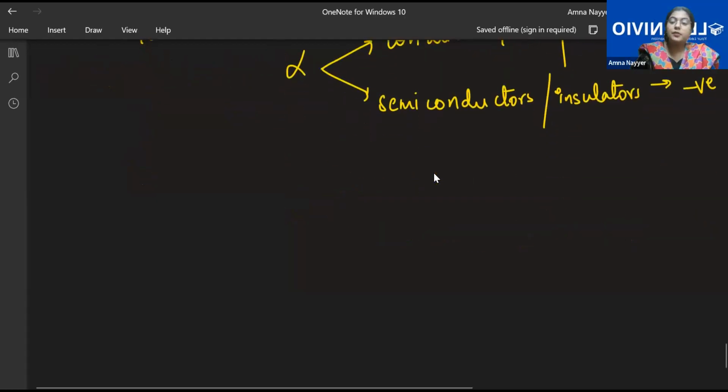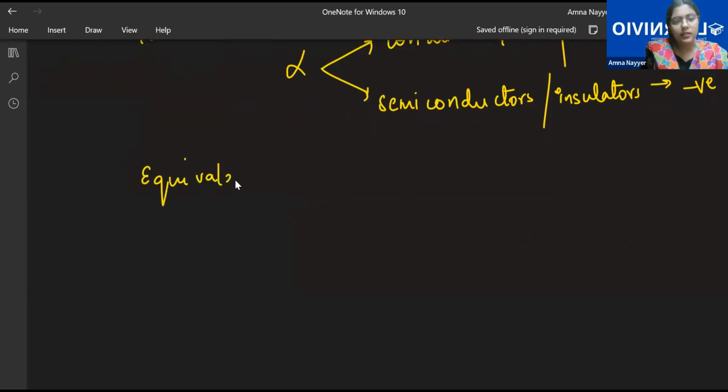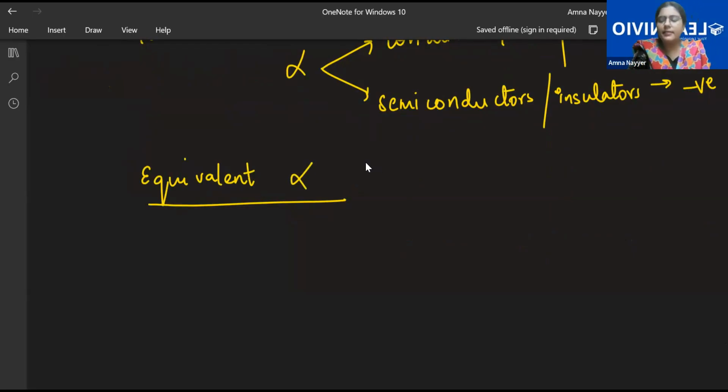And yes, sometimes equivalent alpha is also asked in the NEET paper. This won't come in your regular CBSE exam. Equivalent alpha. Like you have equivalent resistance, net or effective resistance that we write. So similarly, like the equivalent resistance and equivalent capacitance, you will have the equivalent alpha. So what is equivalent alpha?